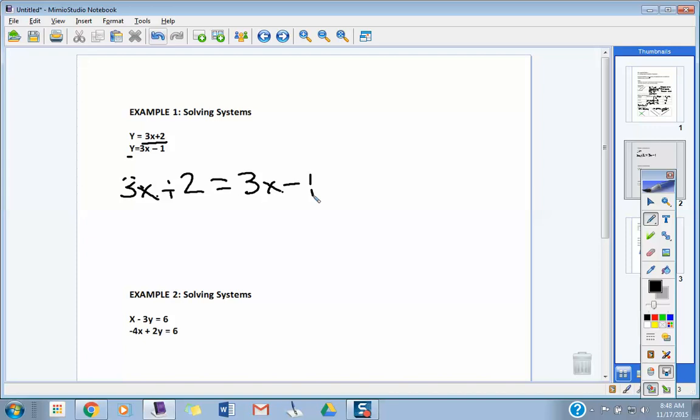Guys, variables on both sides, we need to get rid of them, so what am I going to have to subtract? Well, let's not do that yet. Let's get rid of the 3x over here. Let's subtract 3x from both sides.